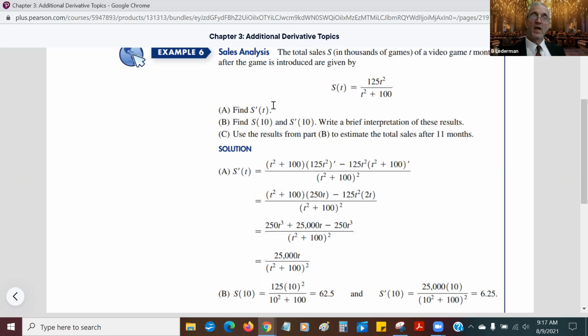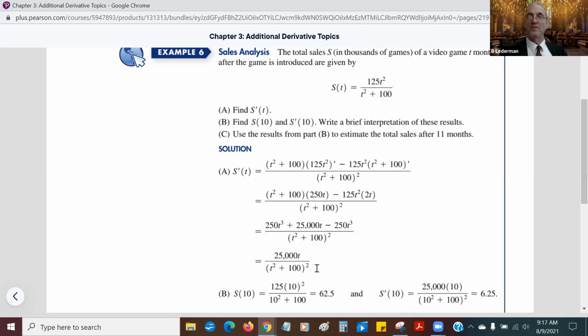So first, for part A, we're just going to do the straightforward quotient rule. So it's t squared plus 100 times the derivative of 125 t squared, minus 125 t squared times the derivative of t squared plus 100. So again, I'm just taking the top of the fraction and the bottom of the fraction. Crunch, and I finally get 25,000 t over t squared plus 100 squared.